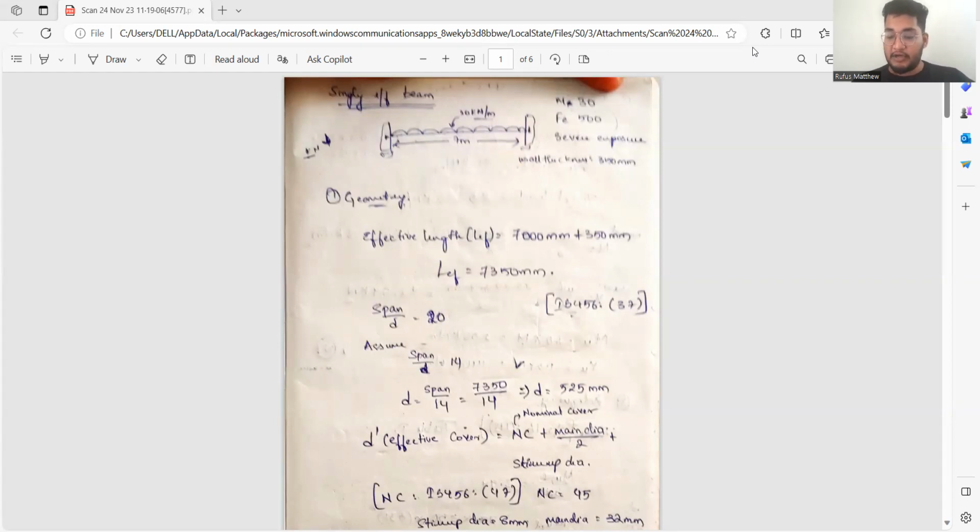Then we find the overall depth, capital D, which is D plus D dash. That equals 594, which we assume to a nearby value of 600 mm. As the D value will change after getting the overall depth, we take capital D equal to D plus D dash, which is 600 equal to D plus 69, which gives us D equal to 531 mm, and B is 350 mm.